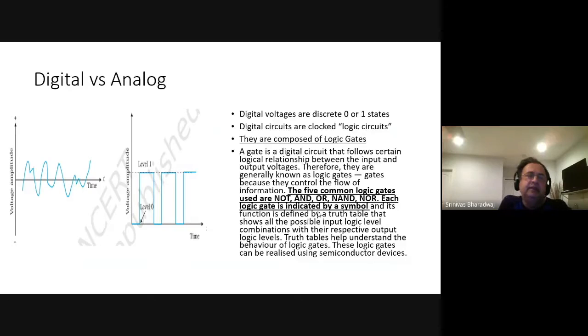So the gate that produces this result is called an OR gate. A one or a one also produces a one. So if at least one of them is a one, the result is a one. Such a gate is called an OR gate. A second gate is the AND gate, when both have to be one for the result to be one.